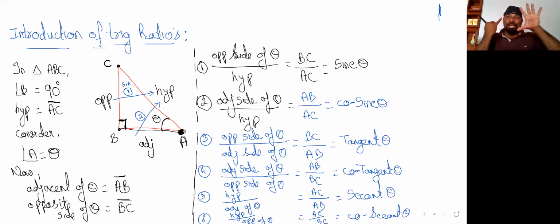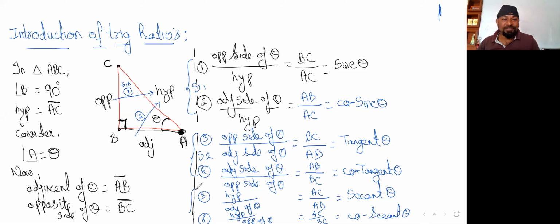So please remember, how many relations do we have? 6 relations. Sin theta, cosine theta, that is nothing but one pair. Tangent theta, cotangent theta. Fifth one, secant theta, cosecant theta. As if you check it out, it is similar to three sets. First two, one pair, set one. Second two, other pair. Next, fifth and sixth, third set. You have to remember like this.